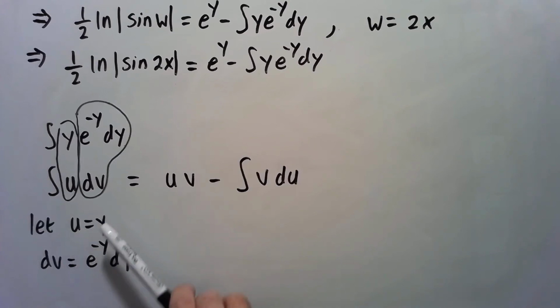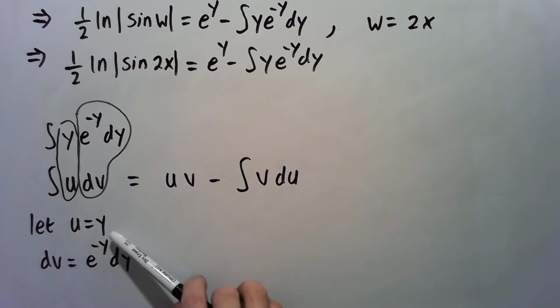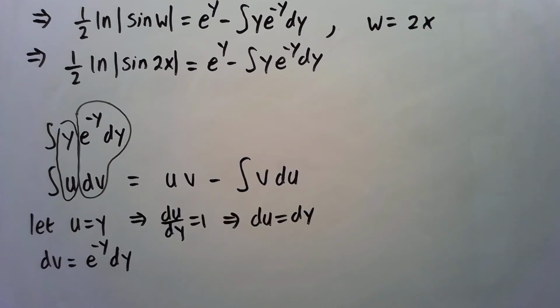Okay, so we've got u equals y, dv equals e to the minus y dy. So let's take the derivative on both sides with respect to y for this guy. Doing that, we get du/dy equals 1, so then du equals dy. And let's integrate both sides here to find v. So doing that, we get v equals the integral of e to the minus y dy.